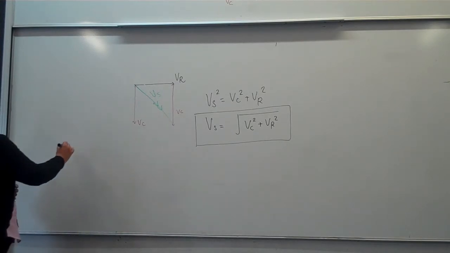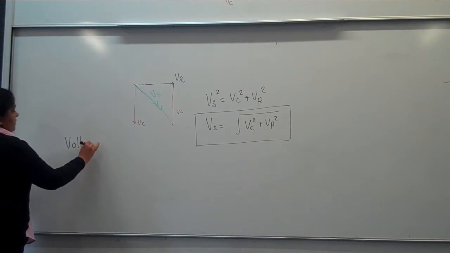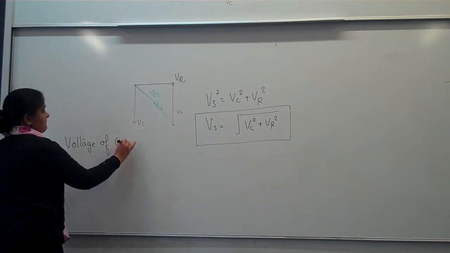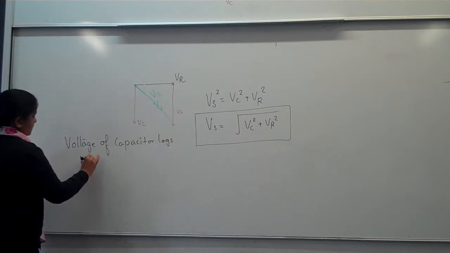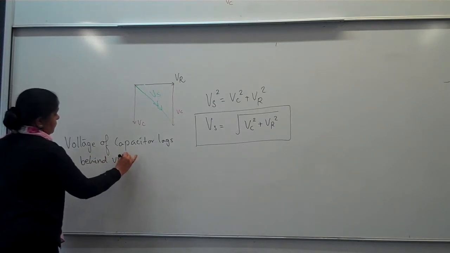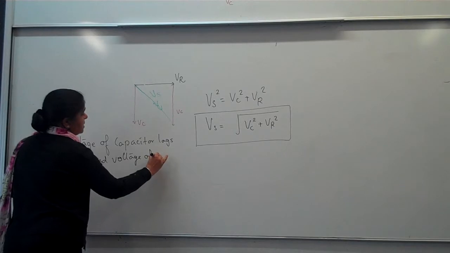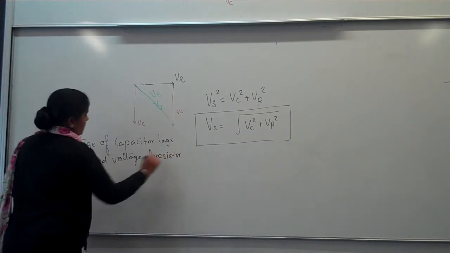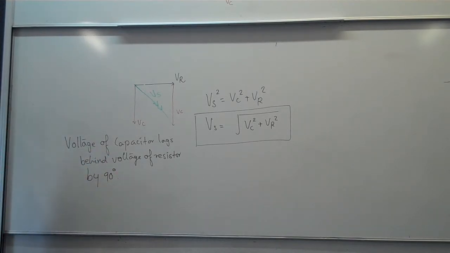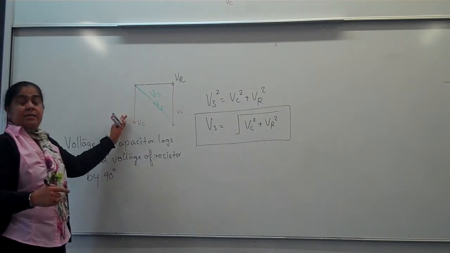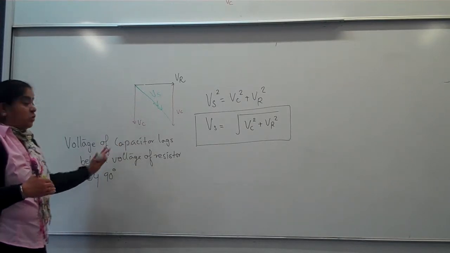Remember one thing, the voltage of the capacitor lags behind the voltage of the resistor by 90 degrees. And the reason for that is the time the capacitor requires for charging. When it gets into the cycle, it is charging, discharging, charging, discharging, continuously going on, which keeps this voltage phasor always behind. Do you get this?